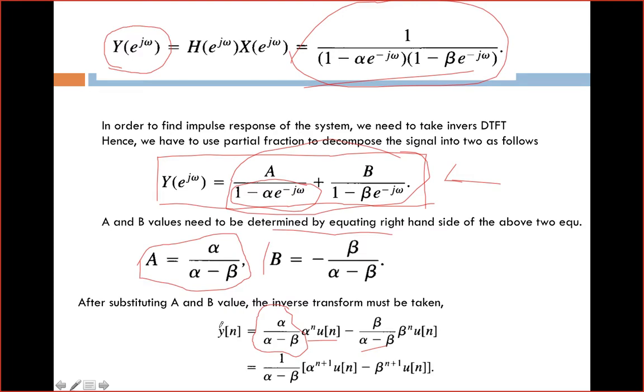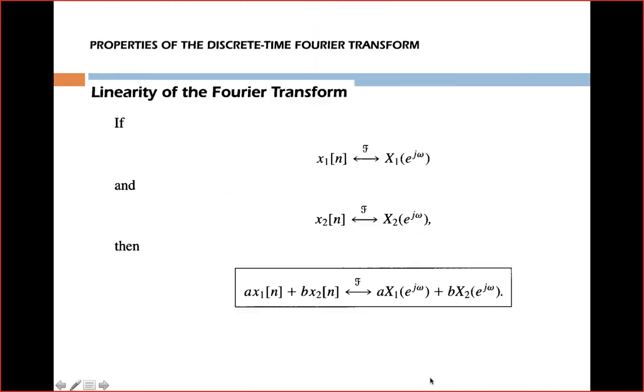So, this is the response of the given signal, and of course, you have to take a common term outside, and they have written the result. So, this is the simple way to find out the response of the system when you have input and system response. And next thing is properties of discrete time Fourier transform.